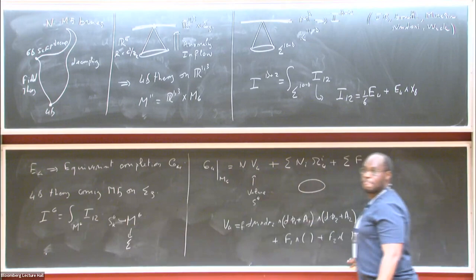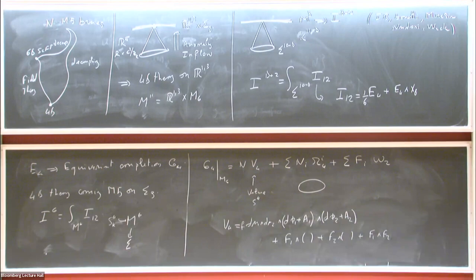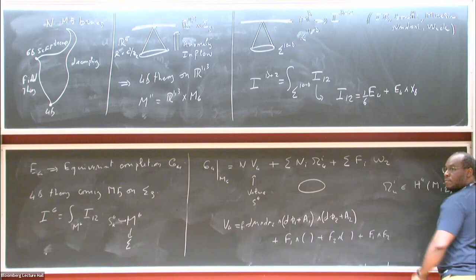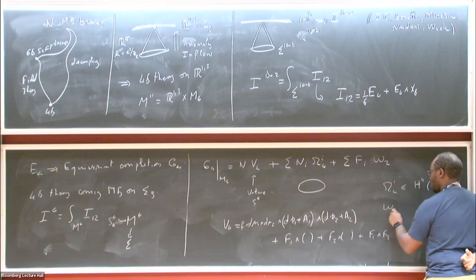Okay. Can you say again what omega 4 I was? Omega 4 I's are elements of H4(M). You can quantize it. Yeah, they're like geometrically, you wrap the sigma and you wrap the two cycles that you get from blowing up the singularity. Good.